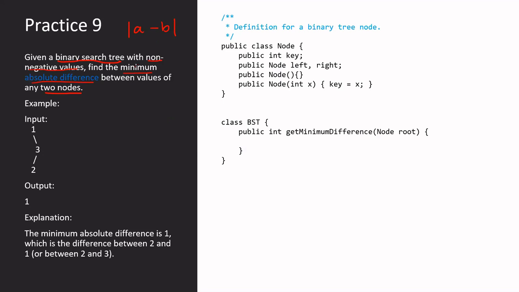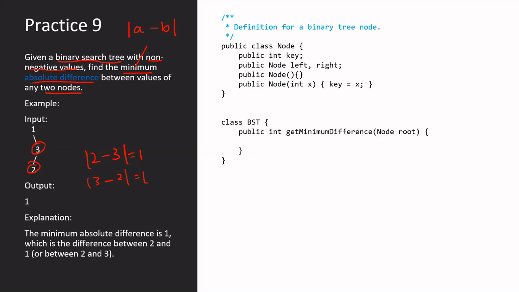Okay, minimum absolute difference. There's an example that's given. 1, 3, 2, output is 1 because the minimum absolute difference happens between 3 and 2. If you subtract 2 and 3, get the absolute value, then that's 1. Okay? Or if you do that the other way around, it's the same. Okay? Any clarifications or any confusions about what the question is asking? Are you good on this?